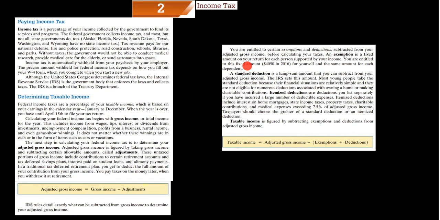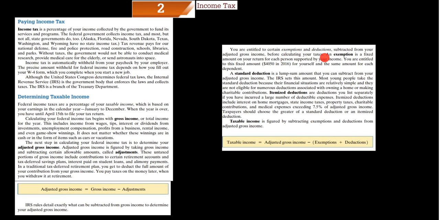Here we go. You're entitled to certain exemptions and deductions. So this is taken away from your income. Basically what happens is, let's say you earn $100,000. You get exemptions and deductions. So instead of being taxed at a $100,000 rate, you can get taxed at like an $80,000 rate or a $70,000 rate. That's what these do.